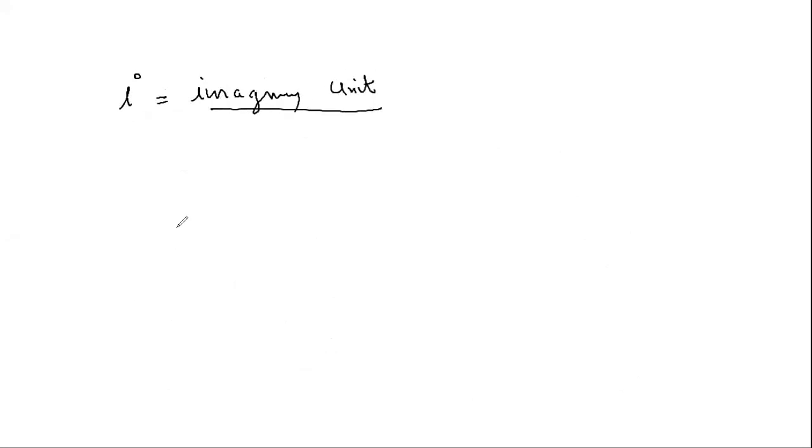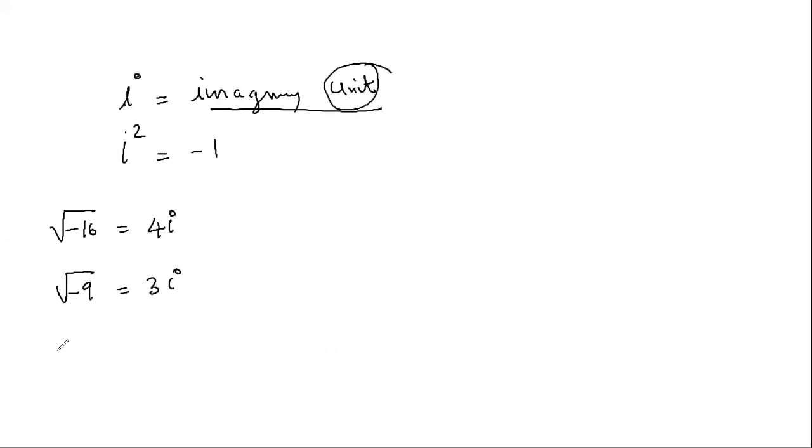This is called the imaginary unit. So let's have a look at this i. It is the least form, that's why we call it unit. If I square i, I will get minus 1. Is it clear? So if I want to calculate the square root of minus 16, what will be my answer? 4i. The square root of minus 9 is 3i. The square root of minus 5 is root 5 i.